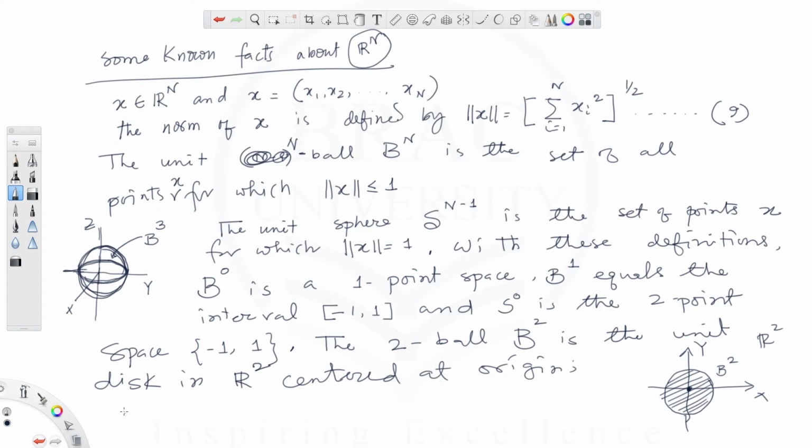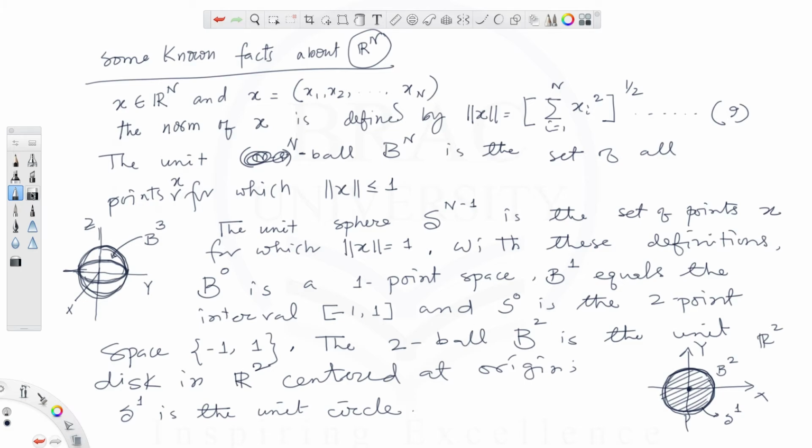And what is S1? S1 is the boundary of this two disk, which is this circle, S1. This boundary is S1. S1 is the unit circle. Okay, all right.